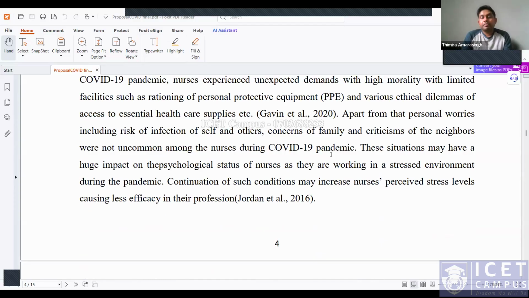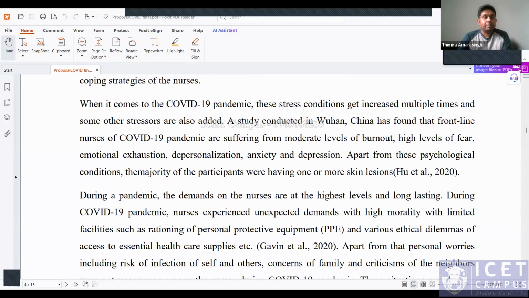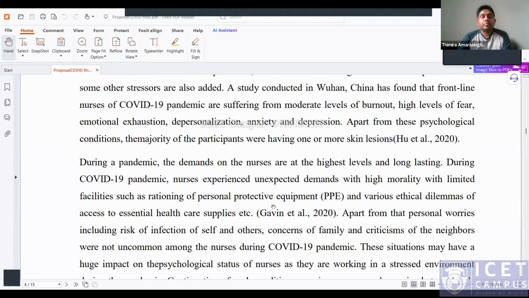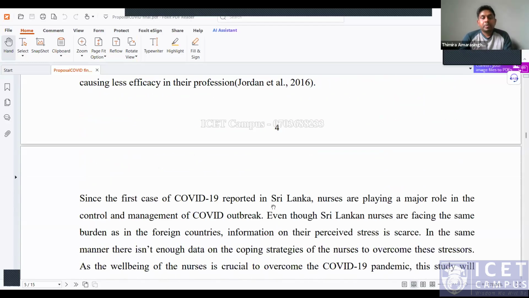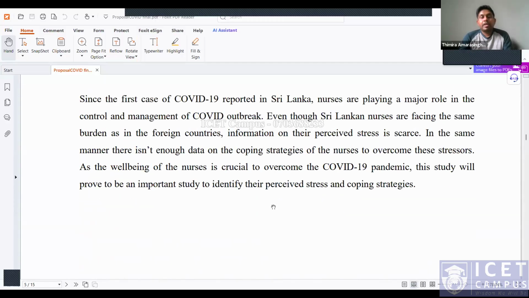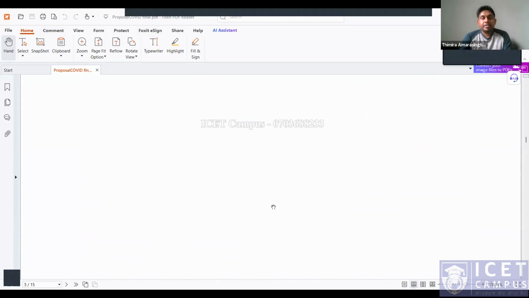If not, we can combine the introduction and literature review together and prepare it as one chapter. This is how it has been done in this research proposal: the combined introduction and literature review part. Then we are finishing with the justification.